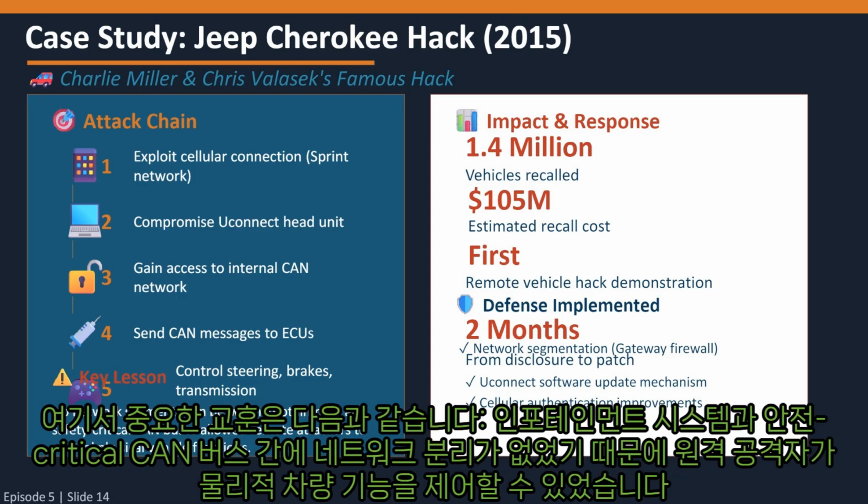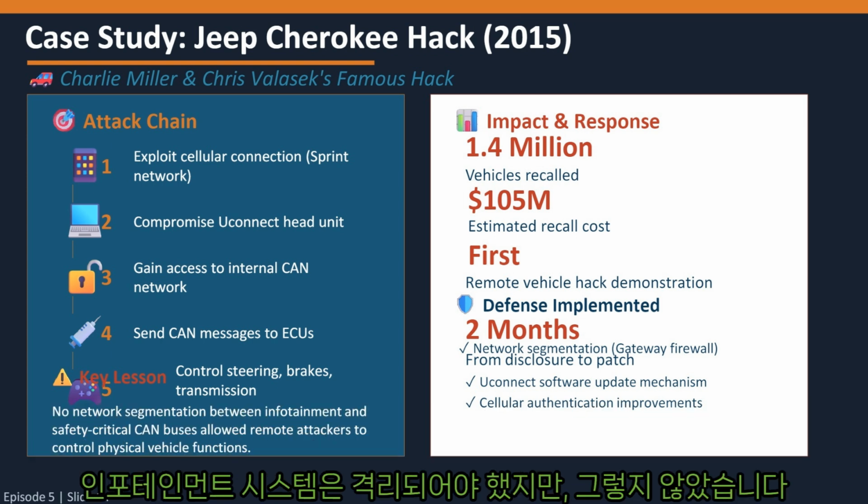The key lesson here is crucial. No network segmentation between infotainment and safety-critical CAN buses allowed remote attackers to control physical vehicle functions. The infotainment system should have been isolated, but it wasn't.